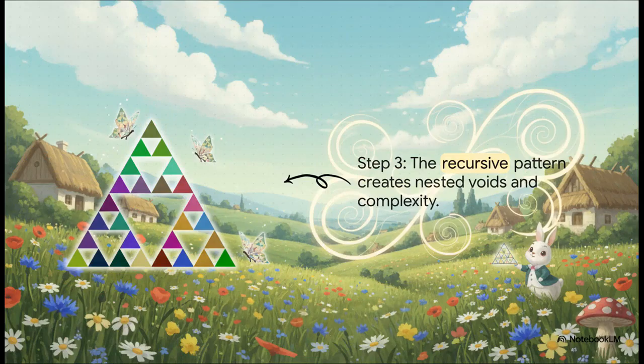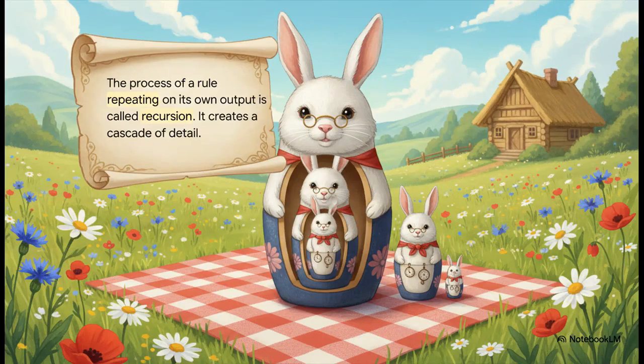And by step 3, it's really starting to look like something. We do the process again on all the newest little triangles, and what's cool is you can really start to see that signature look emerging, that pattern of empty spaces nested inside of each other. You know, this incredibly powerful idea, a process that just keeps calling on itself over and over again, actually has a name. It's called recursion. It's kind of like a set of Russian nesting dolls, but for a set of instructions.